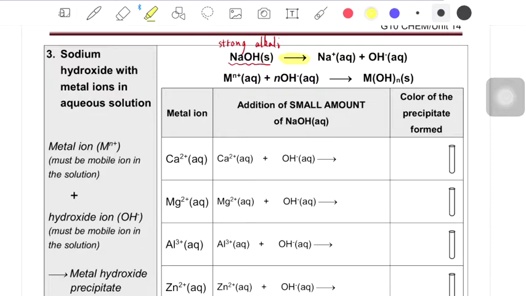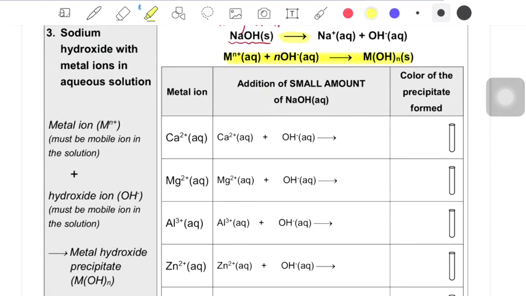So we can assume that sodium hydroxide completely dissociates in this direction and forms sodium ion and hydroxide ion. There will be no sodium hydroxide left in the solution. All of it turns into sodium ion and hydroxide ion. And then the hydroxide ion will react with all kinds of metal cations and form the precipitate. So that's the key reaction in this part.